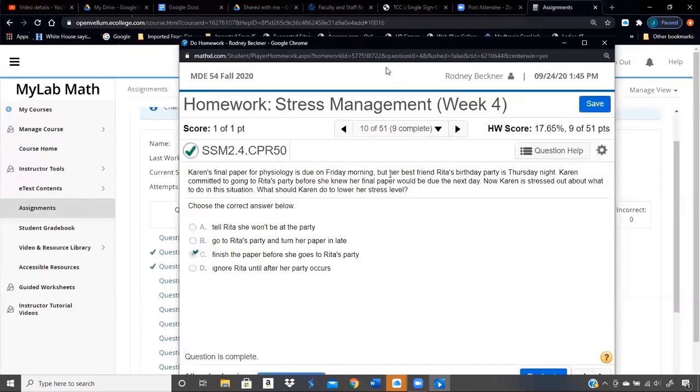It doesn't say what day it is right now. If it's currently Thursday and this is a 12-page paper and nothing's done yet, it's going to have to be A. If this is Monday and we've still got some time, I think we could probably prioritize finishing the paper, not spending time with Rita until the party, maybe even showing up a little late.